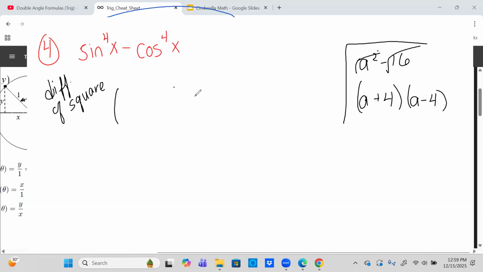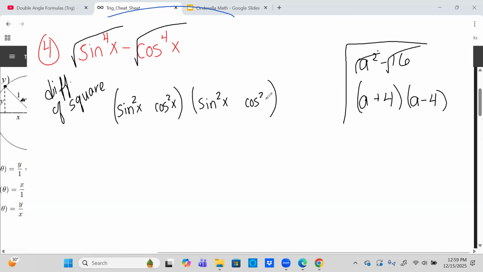So we're going to set up our 2 parentheses. We're going to take the square root. So the square root of sine to the fourth, you just cut that in half. That'd be sine squared in both of these. Take the square root. So again, just cut that in half. That would be cos squared in both of these. 1 plus, 1 minus.